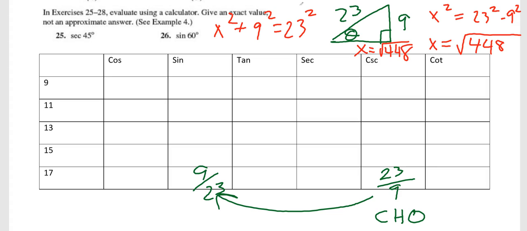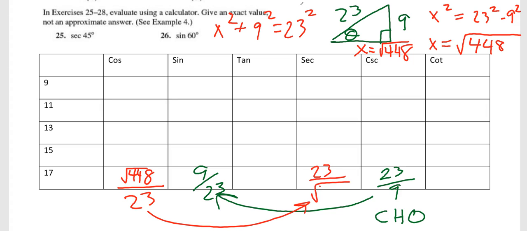All right, so what's the cosine? Come on, adjacent over hypotenuse. You're better than this. Radical 448 over 23. Which goes with the secant, right, because they're reciprocals. Hopefully you would do 23 over radical 448. Okay, let's not worry about rationalizing it. How about your tangent? 9 over radical 448. And your cotangent.